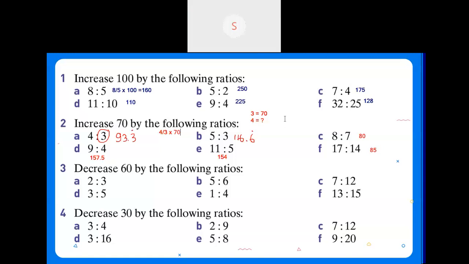If you have no confusion, let us move to question 3. Decrease 60 by the following ratio. Anyone want to help me to answer? This is also the same thing. All the ratios we can change into a fraction. Okay, 2 to 3, if we change it into a fraction, it will be 2 out of 3. And then the fraction, we will need to multiply by the given number. The given number is 60. So 2 per 3 times 60, how many will it be? I think it's going to be 40. Yeah, good job. 40.